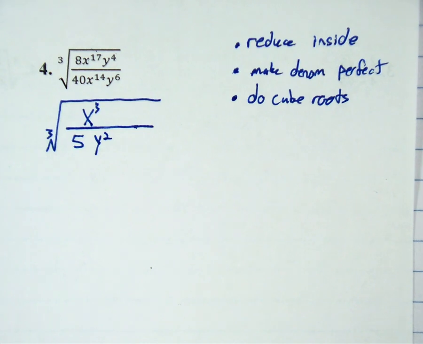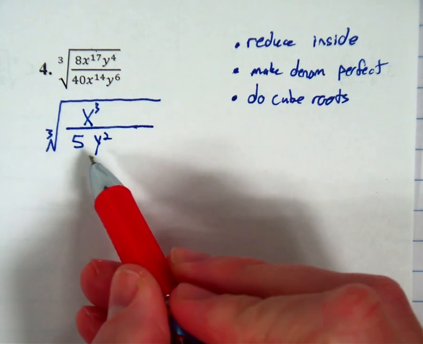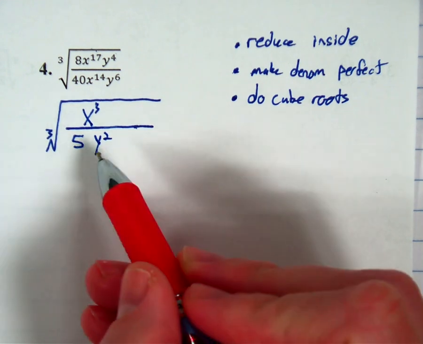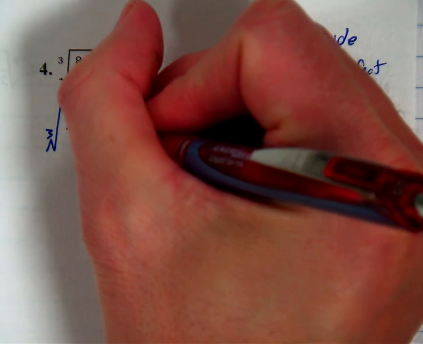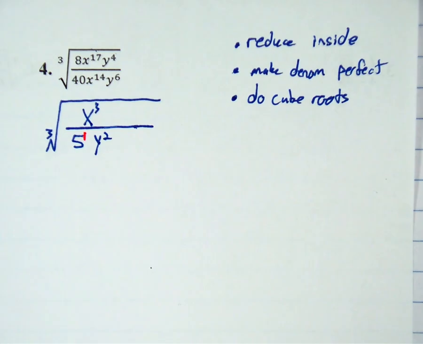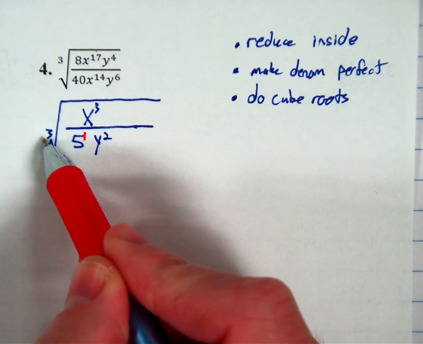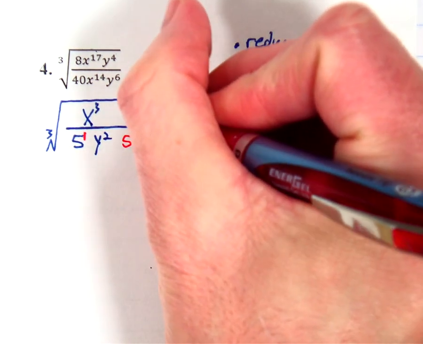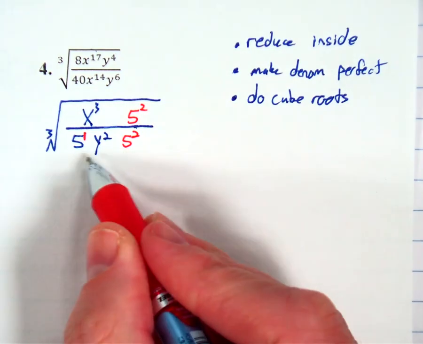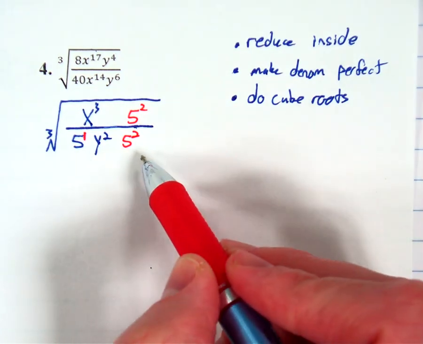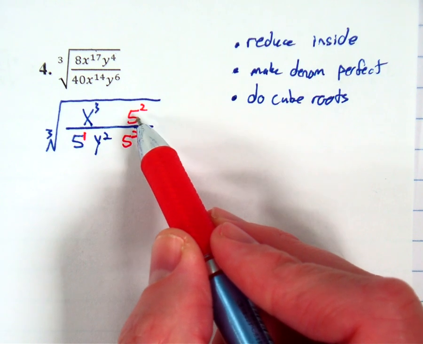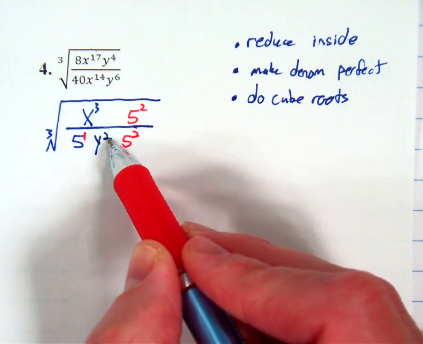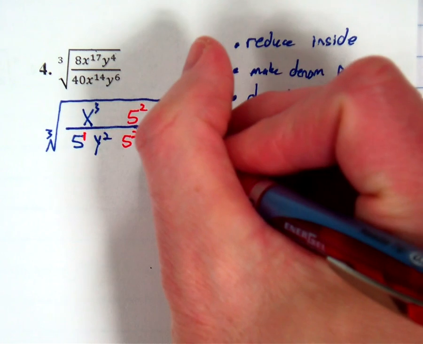Okay, so we reduced inside, step 1. Step 2, make the denominator perfect. Is 5 a perfect square? No. So I'm going to treat this like 5 to the 1st power. I need it to be 5 to the 3rd power. So I need 2 more 5s, or 25. I need 5 squared. I'm going to keep it as a squared for now. If you do it to the bottom, you got to do it to the top. Y to the 2nd. I need 1 more for it to be y to the 3rd.